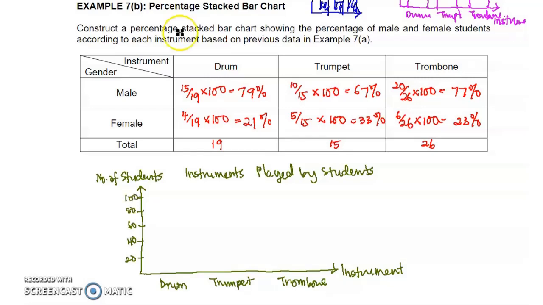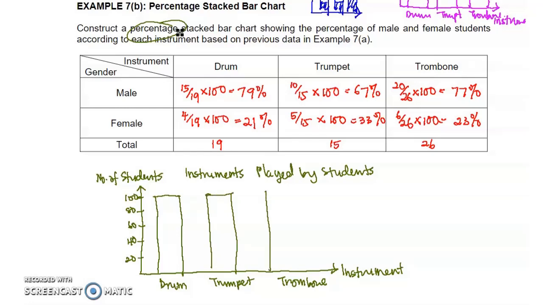Okay, total must be 100% because it is percentage. Drums as usual, draw a line for 100%. So still percentage, trumpet also will be 100. And trombone also will be 100. So make sure the space between bars is about the same, okay? Because this one I just estimate. Okay, male 79%, 79, let's say around here. And the balance will be female. So blank is male, shaded region, female.